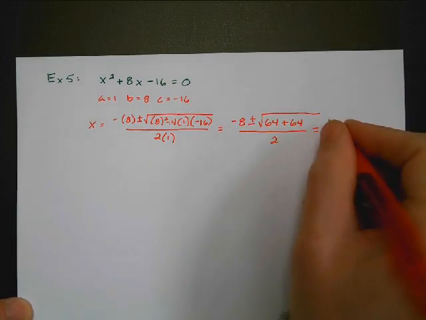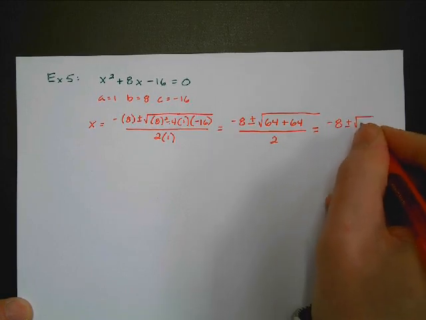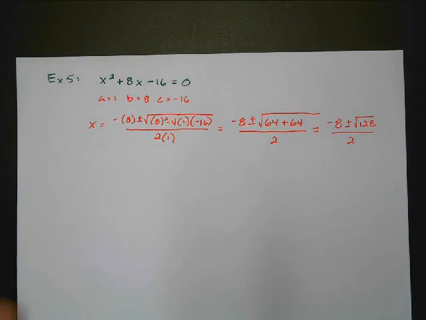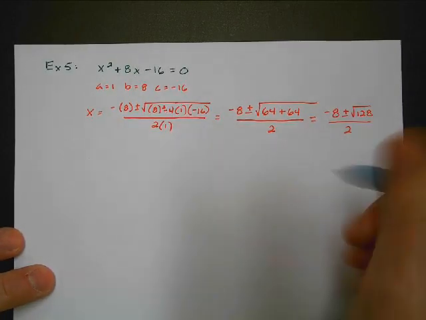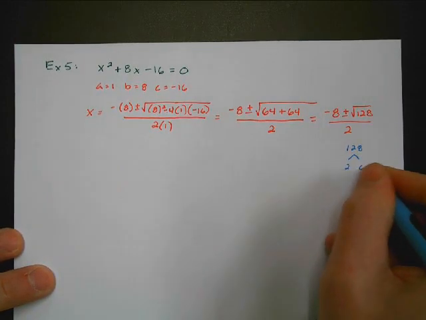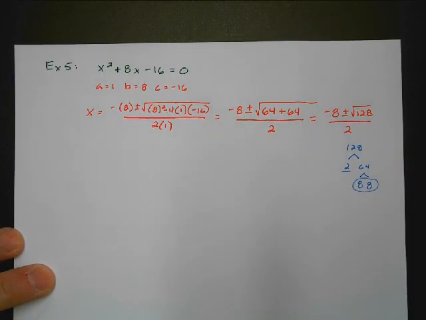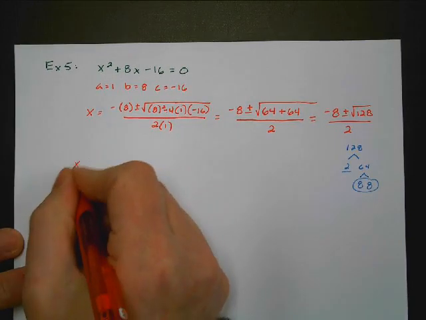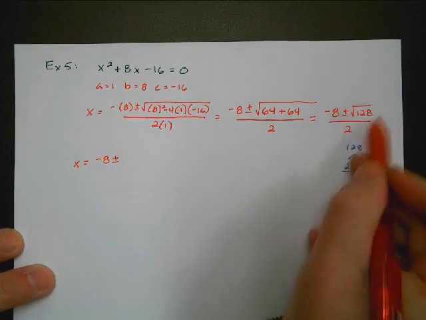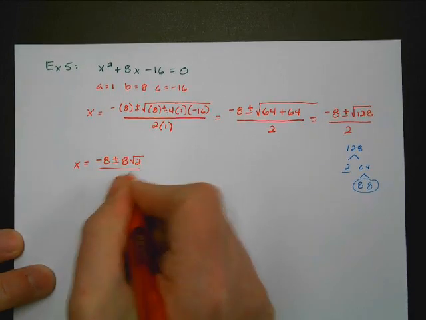Now, over here, I can take this square root part and combine those two and get 128 over 2. All right, now I need to take the square root of 128 and reduce it. So 128, if I break that down, that can be 2 times 64. And 64 is 8 times 8. So I have a pair of 8s and a 2 left over. So x is going to be equal to negative 8 plus or minus, and then the square root of 128 reduces to 8 root 2, 8 root 2 all over 2.